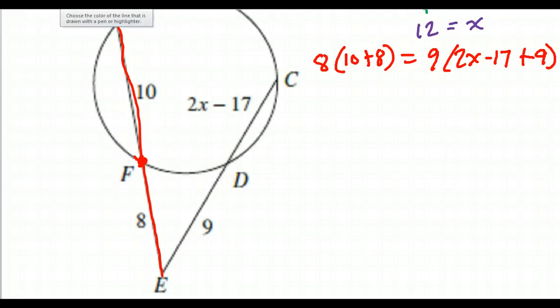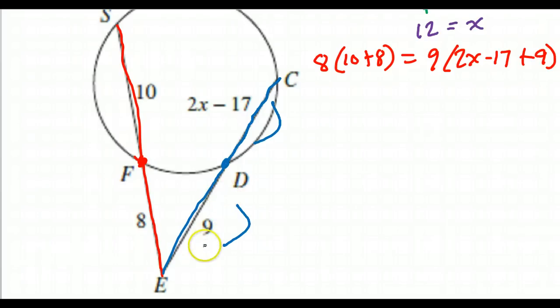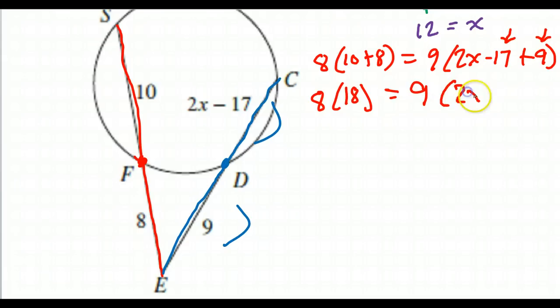Okay, I should have made that a different color. But this is what I just did. That was my part. And then the whole was this plus that. 2x minus 17 plus 9. So it's just a matter of simplifying this mess. So this will be 8 times 18. This will be 9. Hey, combine these like terms, guys. Negative 17 plus 9. So I'll have 2x minus 8. Alright, 8 times 18 is 144. So I have 144 equals.